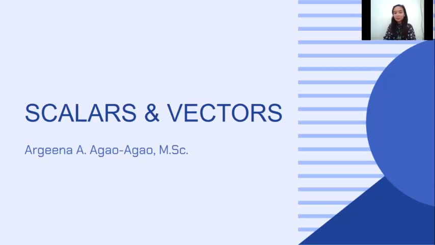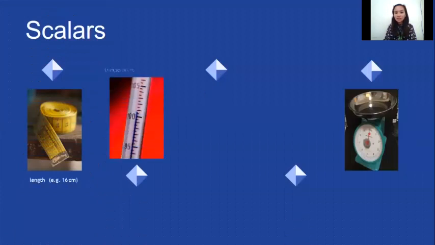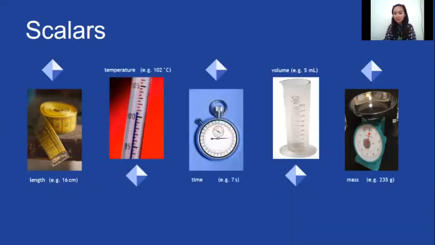So to start with, we will first define what is a scalar. Scalar quantities are quantities that can be expressed completely by a single number with appropriate units. So in this case, these are quantities that only have magnitude and there is no direction in space. So no need na magkaroon ng direction. The examples of scalars are the length, temperature, time, volume, and mass.